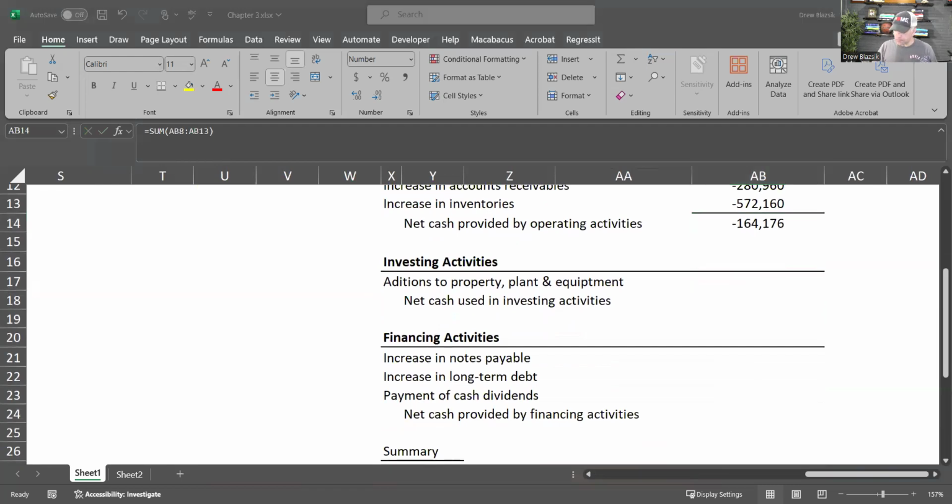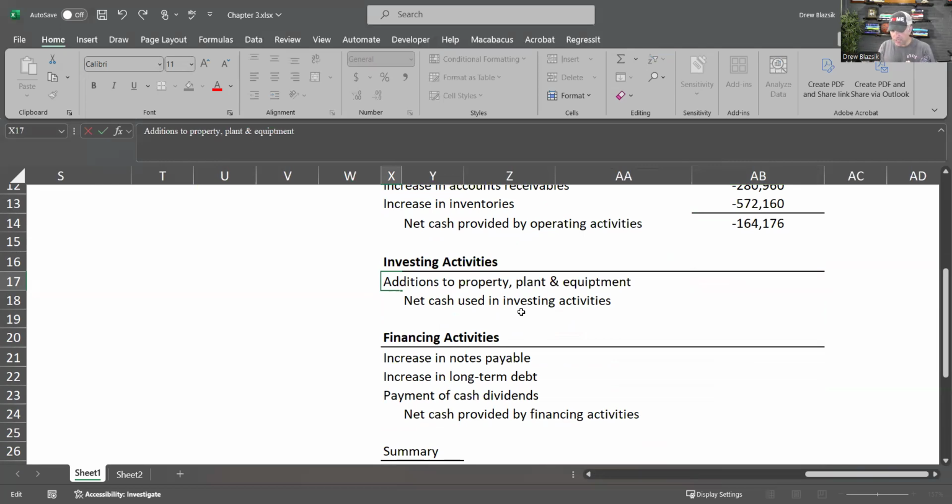What about the impact on investing? What is investing? Business buys, so it shows right here. Business buys property, plant, and equipment. That's considered investment. So what we want to do is, did we increase it from 20 to 21? Do we have the same amount of property, plant, and equipment?